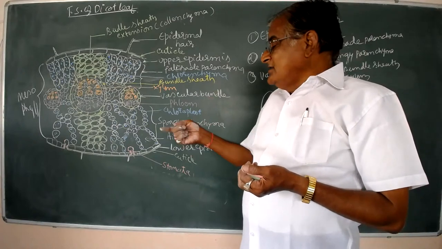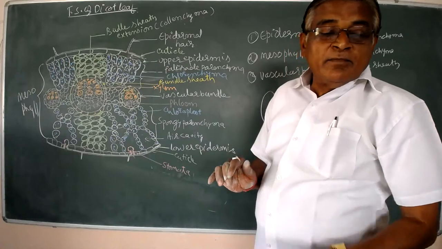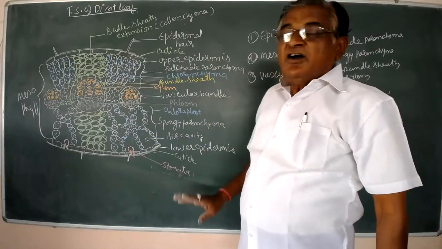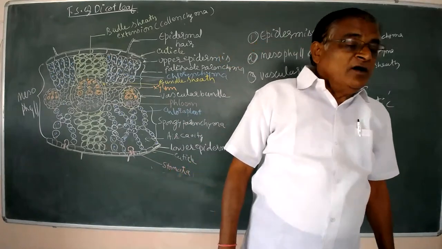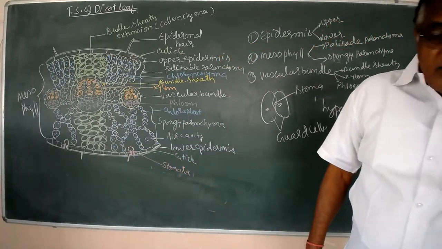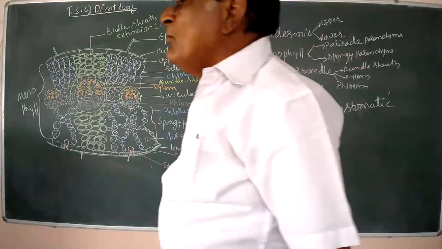So this is about the TS of the leaf. Yes, this finishes the anatomy of the dicot leaf. Now we'll go for the next one, the anatomy of the monocot.